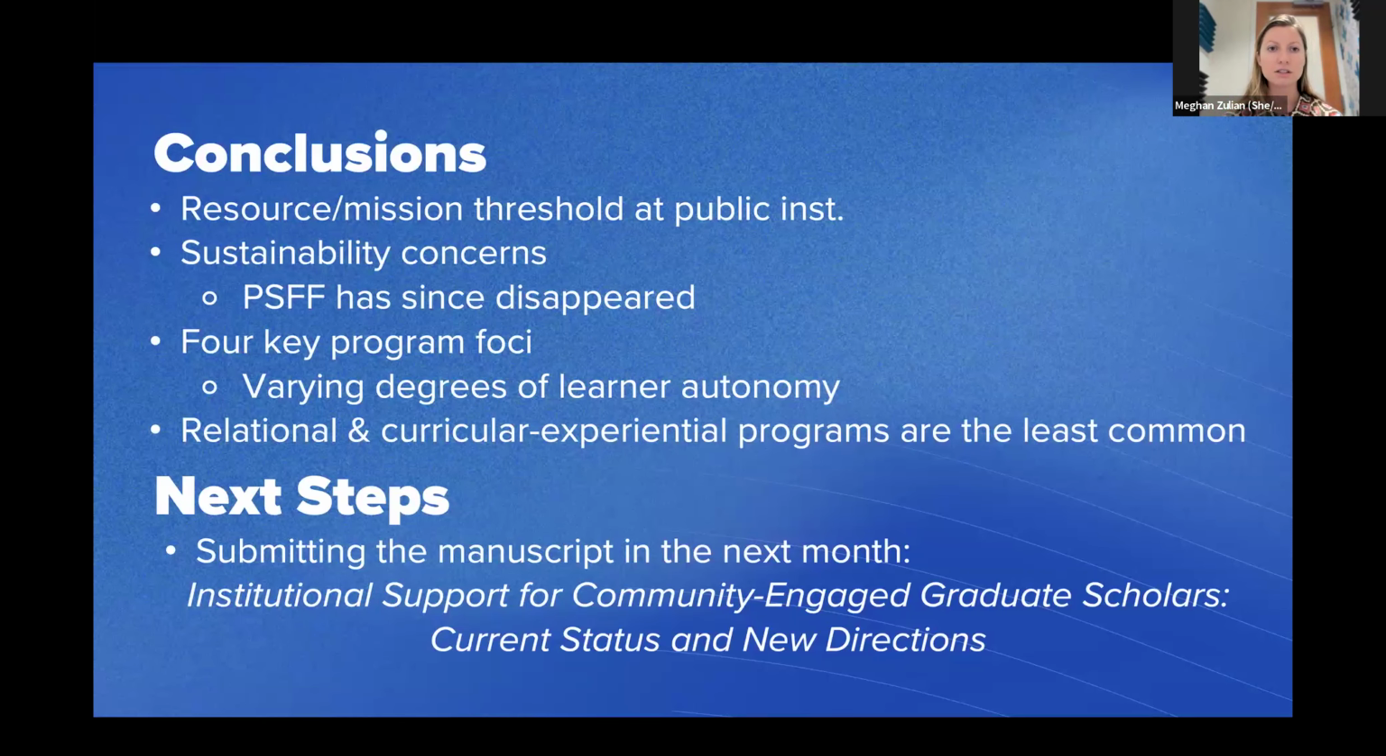So in conclusion, as I mentioned, there are some interesting resource and mission thresholds at public institutions. There are some sustainability concerns for these programs in general, that are disappearing while we have a growth in the total number of programs. There's also quite a few that have disappeared. There are these interesting foci that are coming out of this research, and in addition to those, varying degrees of learner autonomy. So I'm looking forward to wrapping up this research shortly and hopefully submitting it in the next couple months.